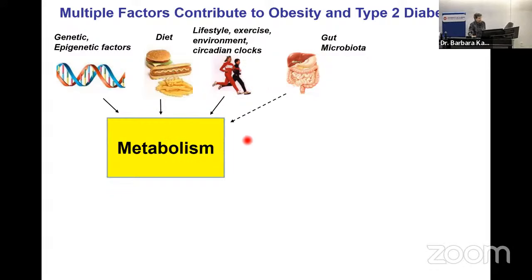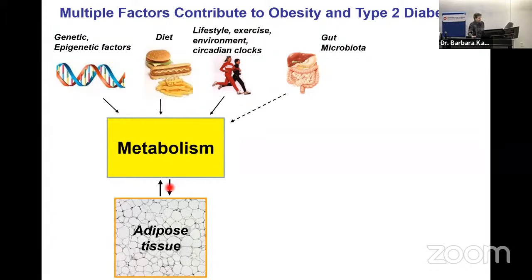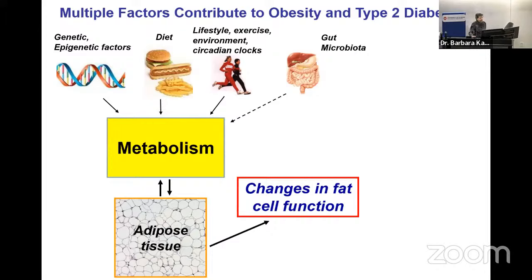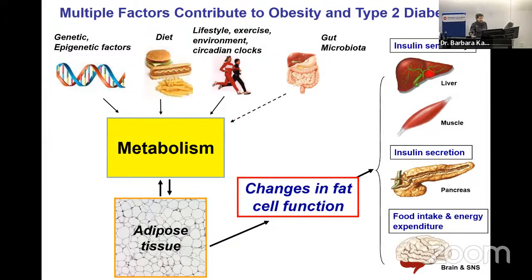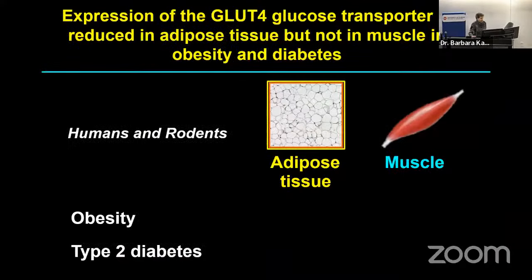All of these affect metabolism, and metabolism affects adipose tissue, but adipose tissue also affects metabolism. So changes in fat cell function alter insulin sensitivity in the liver and muscle, insulin secretion from pancreatic beta cells, and food intake and energy expenditure through the brain and the sympathetic nervous system. So we started our story wondering about glucose transport in adipose tissue. And we were interested in GLUT4, the major insulin-regulated glucose transporter, primarily expressed in adipose tissue and muscle. It is possible to find it under some conditions in other tissues.